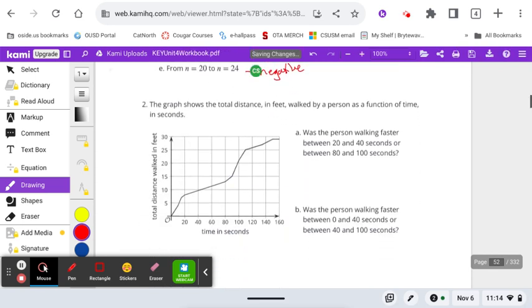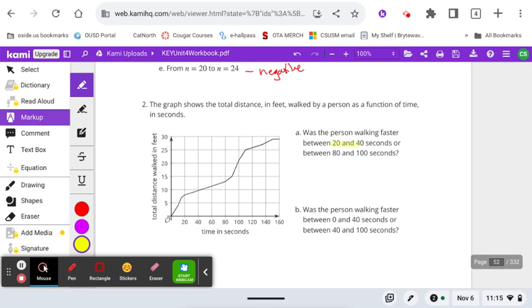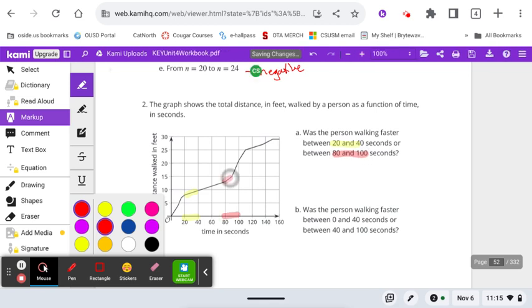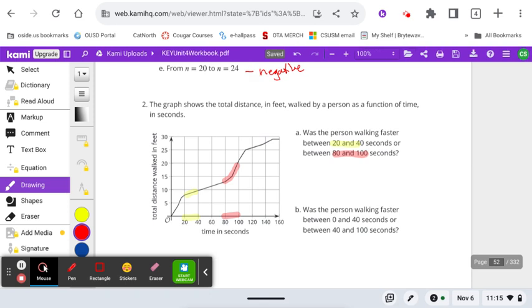The graph shows the total distance in feet walked by a person as a function of time. Was the person walking faster between 20 and 40 or between 80 and 100? So your answer is going to say either from 20 to 40 or from 80 to 100, based on which one you think is steeper.